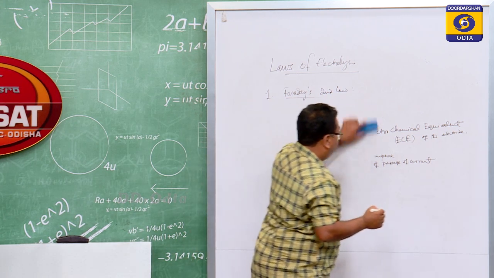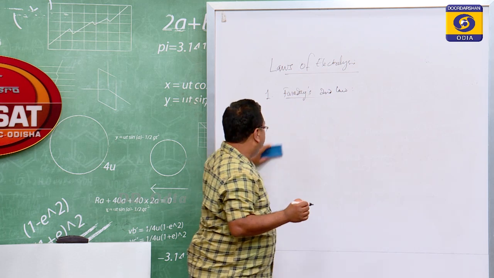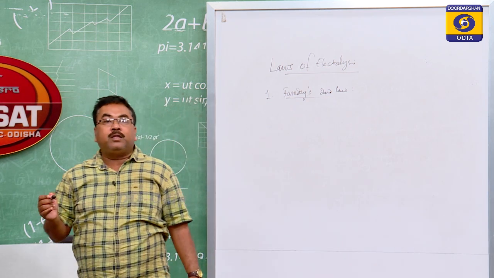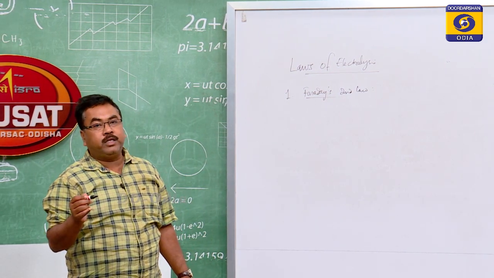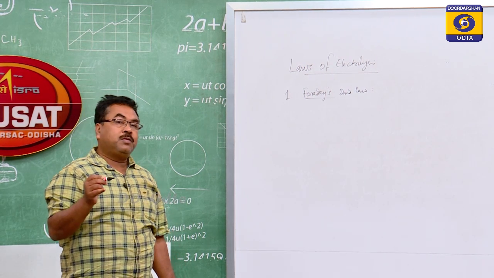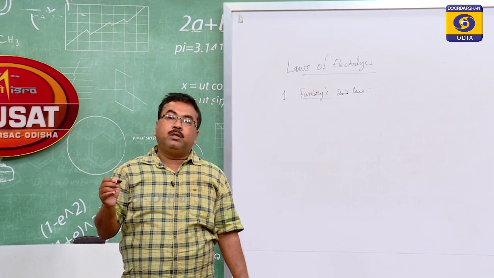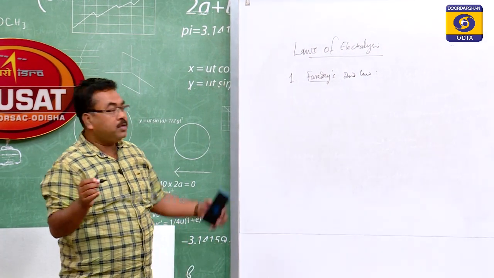There is a statement for Faraday's second law, like all the laws. It says that when the same quantity of charge is passed through different electrolytes connected in series, then the amounts of substance produced are proportional to the equivalent masses of the respective substances.